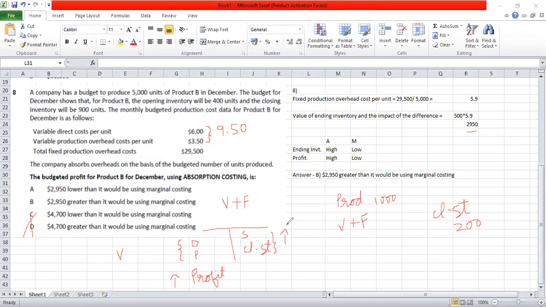If the credit side is more, if we take the conventional method of trading account, if the ending inventory is high, profit will be high. If the ending inventory is low, profit also will be low. So on that note, we see that option B is the right answer. Any doubts, you stop me.